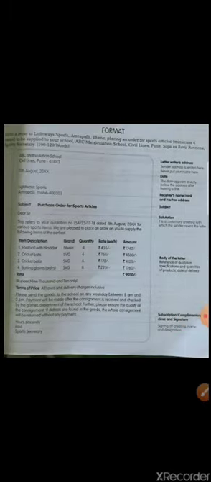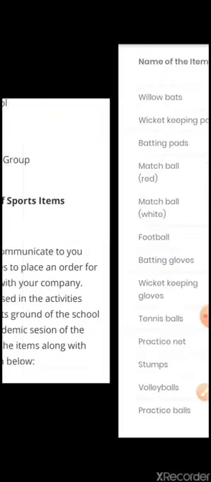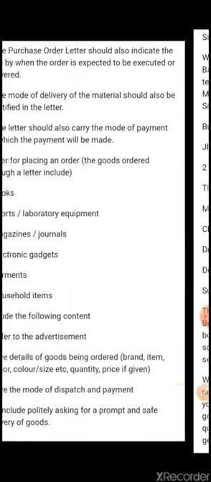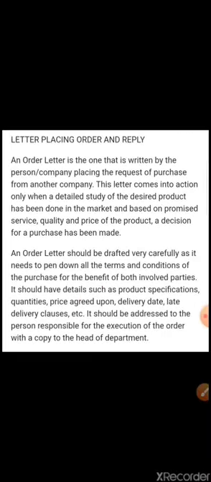As you can see from the picture, today we are going to discuss the letter of placing an order. So let's start. But before I tell you how to write it and what the format is, we should know why we write a letter of placing an order. Why do we write a placing an order letter? So let's understand this. Please pay attention.